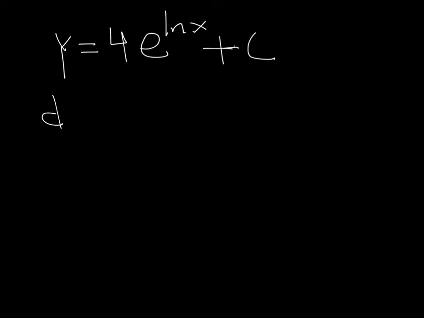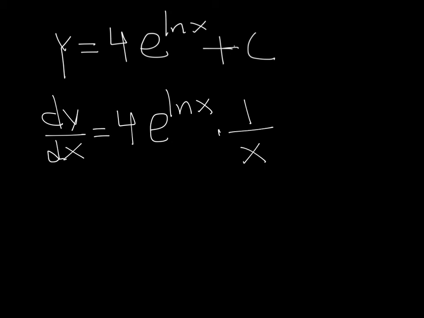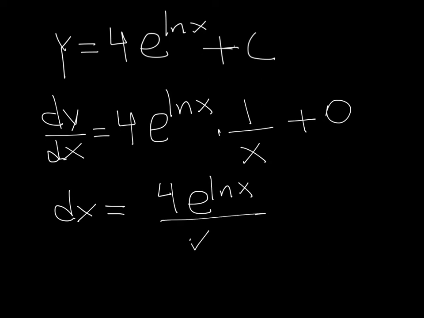Verifying, the derivative of y with respect to x is 4e to the natural logarithm of x times the derivative of natural logarithm of x, plus the derivative of a constant, which is 0. And so dy will be equal to 4e to the natural logarithm of x over x times dx. This is dy.